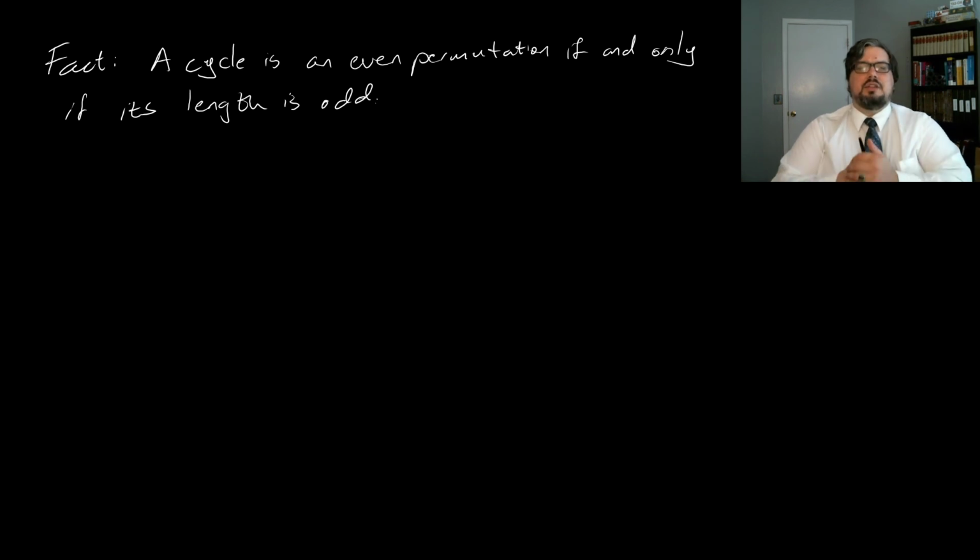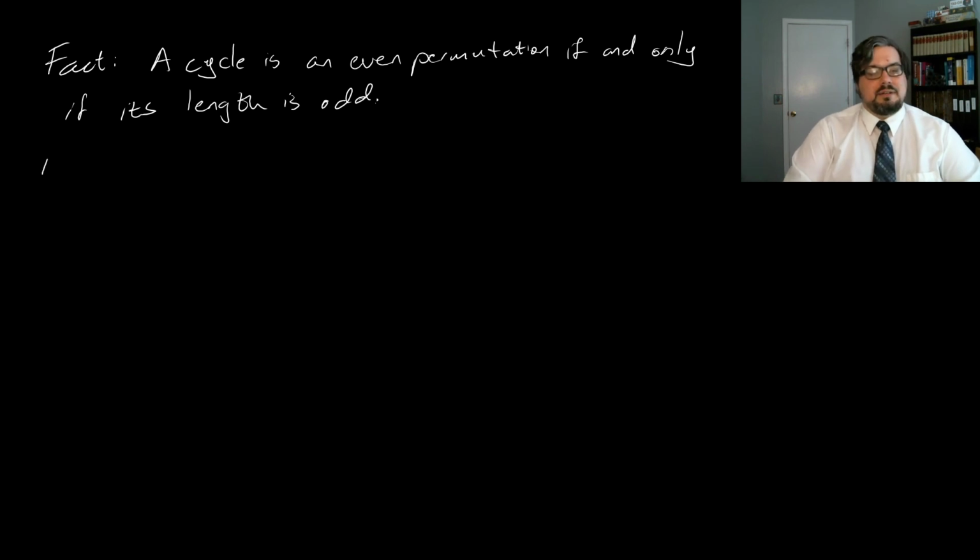And the proof of this basically uses the same construction that we used to prove that every cycle can be written as a product of transpositions. If you compare the number of transpositions in the construction that we made with the number of elements in the original cycle, you'll see that they're off by 1, which means that one is even if and only if the other is odd. So a cycle is an even permutation if and only if its length is odd.